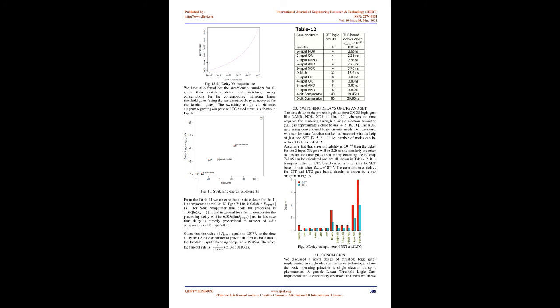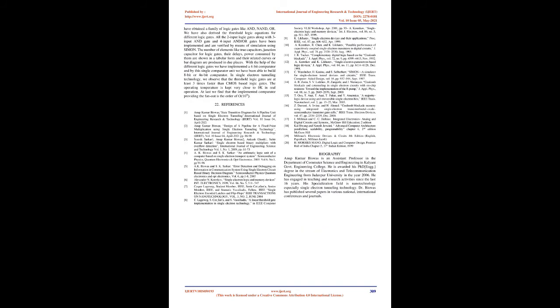The XOR gate using conventional logic circuits needs 16 transistors, whereas the same function can be implemented with the help of just one SET, i.e., the number of nodes can be reduced to 1 instead of 16.